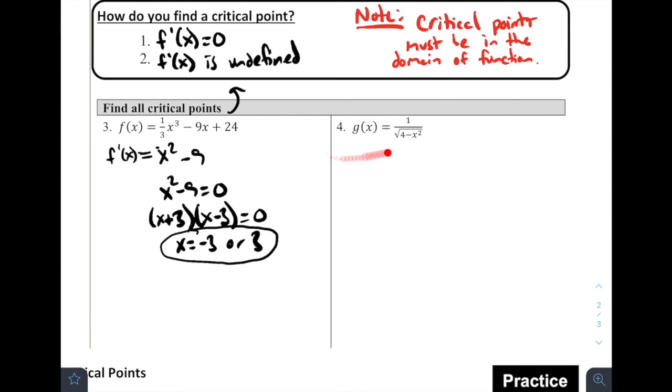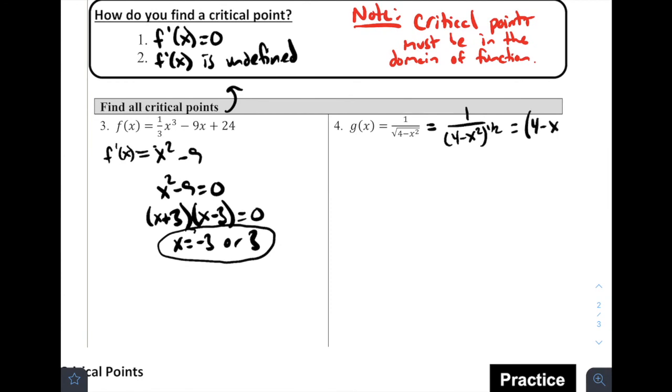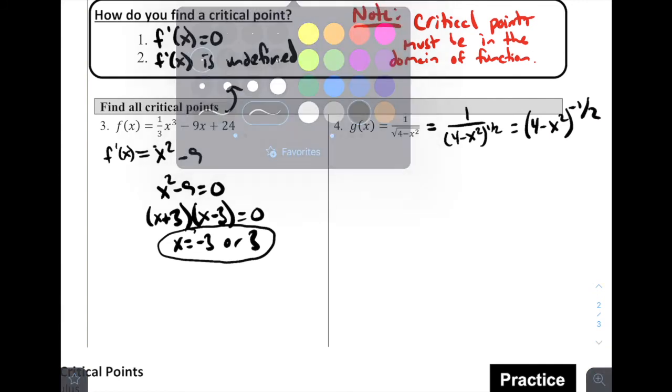Great, let's try number 4. G of x is equal to 1 divided by the square root of 4 minus x squared. We know we're going to need to take a derivative because to find the critical points, we're looking at the derivative of this. So one way we could do that is to rewrite this denominator: this is the same thing as 1 over 4 minus x squared to the 1/2 power. And because that's in the denominator, that's the same thing as 4 minus x squared to the -1/2 power. So rewriting it in this way allows me to use the chain rule to take the derivative of this function. And so, throwback to chapter 3, let's do that chain rule.